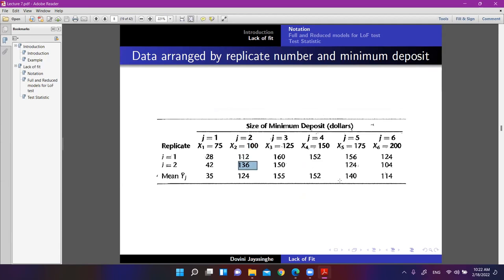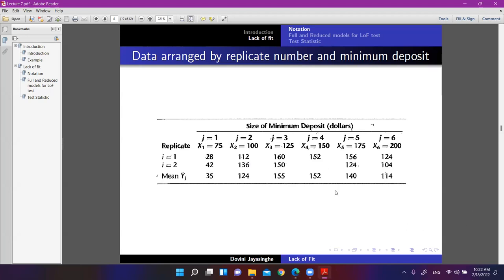So likewise, they have rearranged the data set. When it is 150, there was only one observation. So this is blank. It doesn't have a second replicate. It doesn't have any replicate for the fourth x level. That's what it means, right?